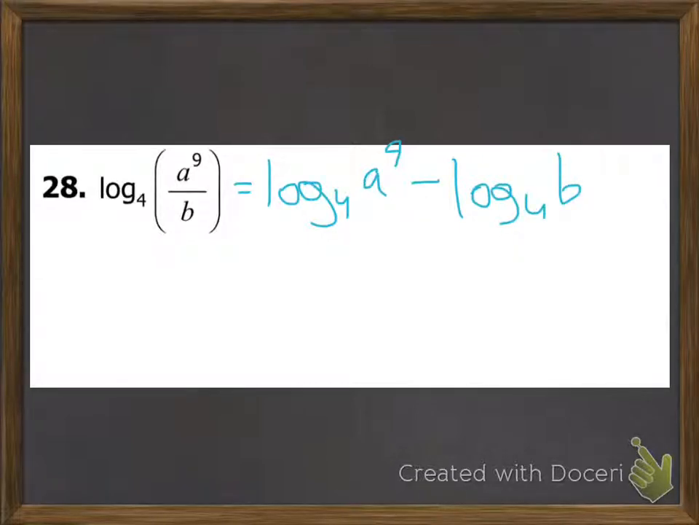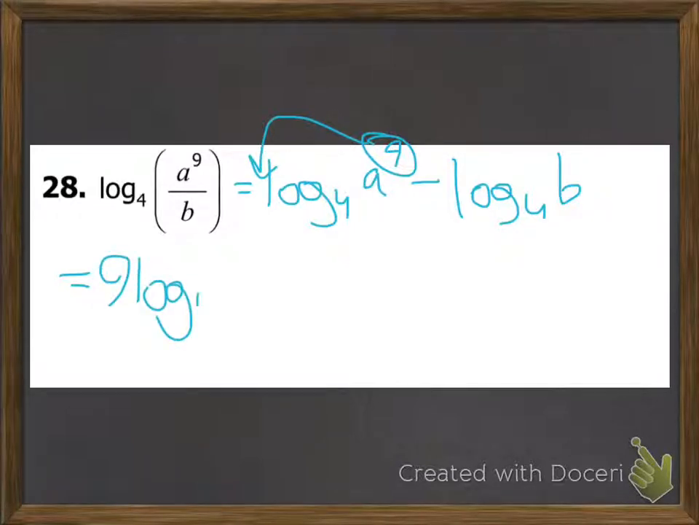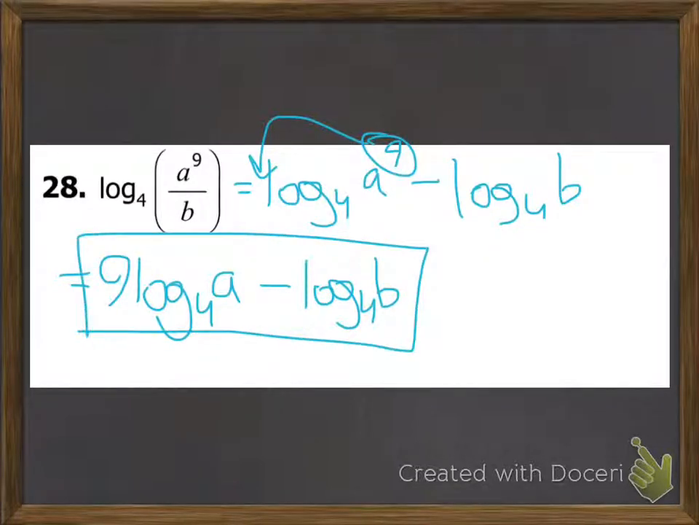So, just like in the last problem, we have this exponent right here of 9, and I want to move that in front of the log. That is the power rule. So our final answer is going to be 9 log base 4 of a minus log base 4 of b. And yeah, that cannot be expanded any further. Final answer.